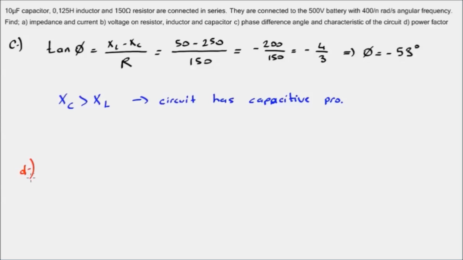For D, it says calculate the power factor. Power factor is cosine phi, and cosine phi equals R over Z. R is 150 over Z, 250. It's going to be 3 over 5. That means it equals 0.6.